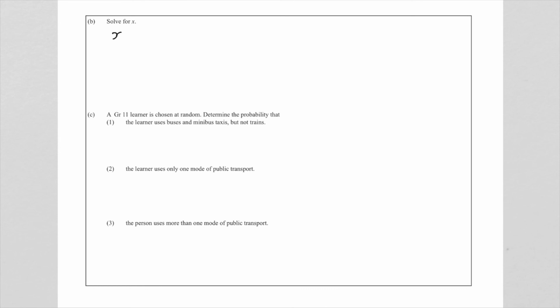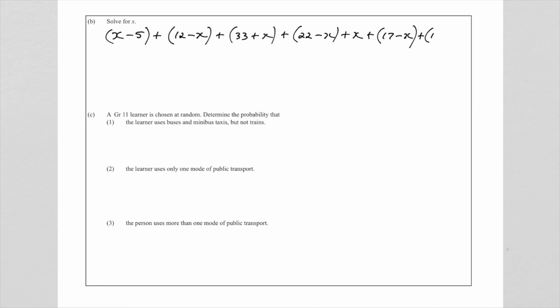So we have x minus 5 plus 12 minus x plus 33 plus x plus 22 minus x plus the x plus 17 minus x plus the 1 plus x, and then still the outside of 13, and this must equal 100. So you can see quite a long problem.